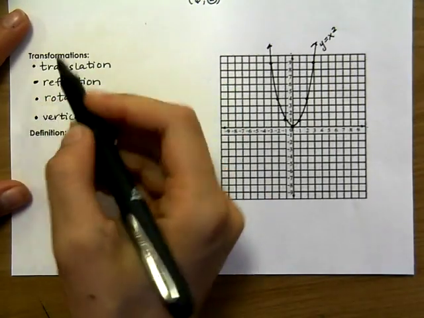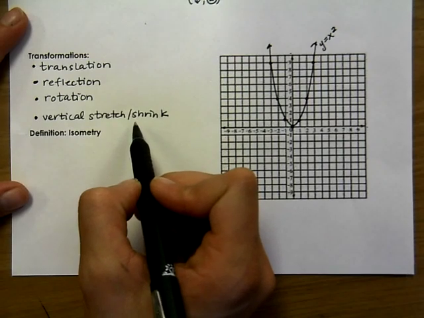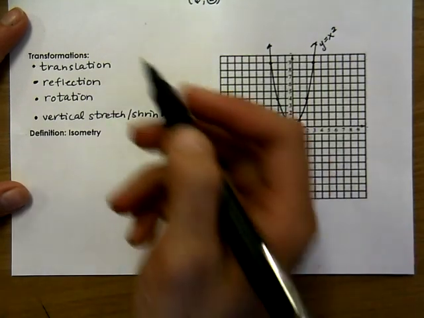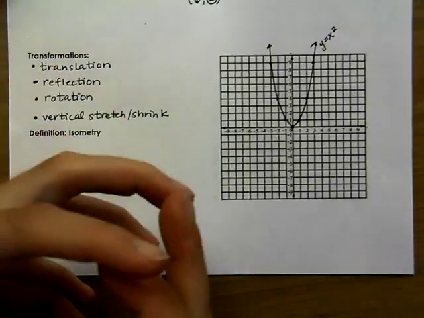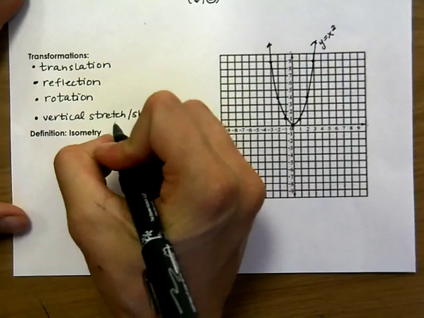So these three we're going to talk about. We're going to use the same terminology. We're not going to use the terminology vertical stretch or shrink. In this class, we're going to talk about something different. When you stretch or shrink something, or enlarge or reduce it, we're going to call that a dilation.